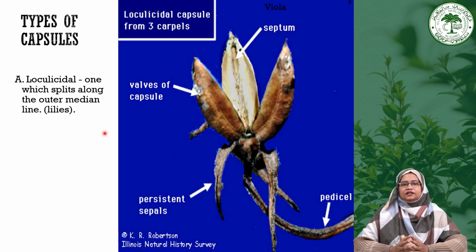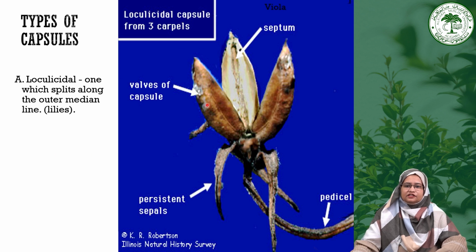Then depending upon the dehiscence nature of the capsule, they are further categorized into different categories. The first one is the loculocidal, which splits along the outer median line, as you can see in these images. These are the walls of the capsule, and they dehisce by this outer median line. This type of capsule is called loculocidal, as in the case of lilies.